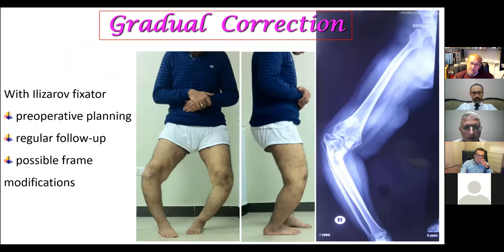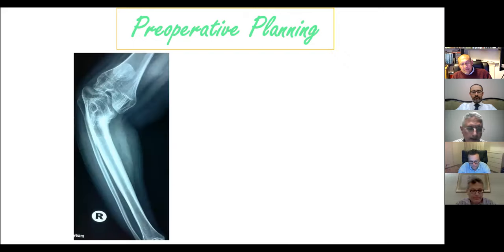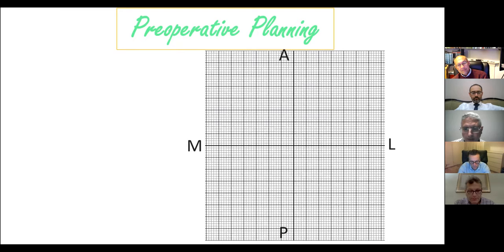This is an example of using the Ilizarov frame for correction of this complex deformity. This complex deformity requires pre-operative planning, regular follow-up, and preparation for possible frame modifications. We start by pre-operative planning, of course, to assess the femoral elements. The femur is normal, as we see here, so the tibia is the source of the deformity. When we check the CORA, the angle is around 62 degrees in the frontal plane, and in the sagittal plane, about 41 degrees. When analyzing the plane of the deformity, we have an anterolateral deformity of about 47 degrees.